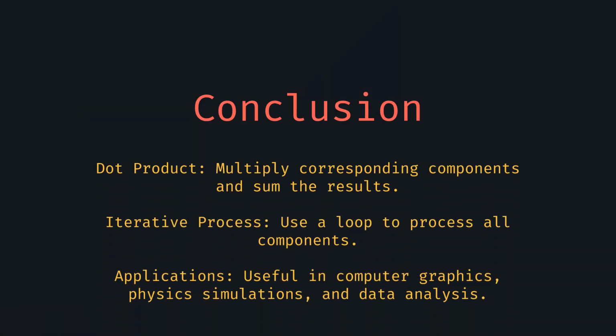In summary, the dot product is a simple yet powerful operation used in many fields, including graphics and physics. This program demonstrates how to compute it efficiently using loops and array indexing.